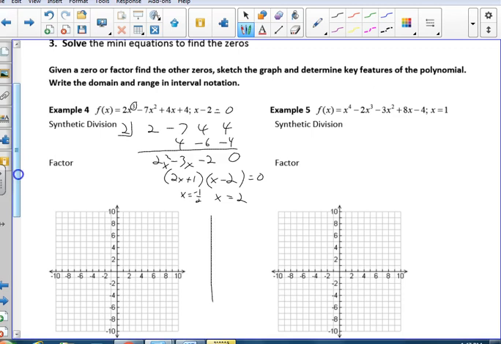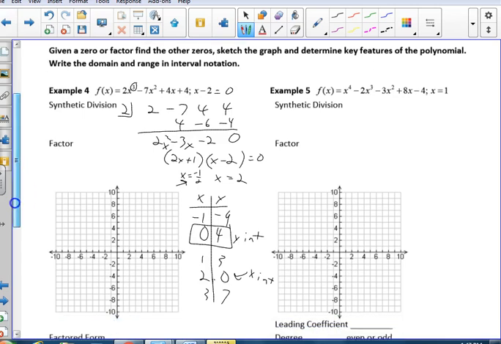We use the graphing calculator to get a picture of this and use it to get a table. We're going to get points like (-1, -9), (0, 4), which is our y-intercept, (1, 3), (2, 0), (3, 7). Now notice, here's one of our x-intercepts, but we don't have the other one of negative 1/2. And that's because we're using only whole numbers. But if we plugged in negative 1/2, we would get 0.